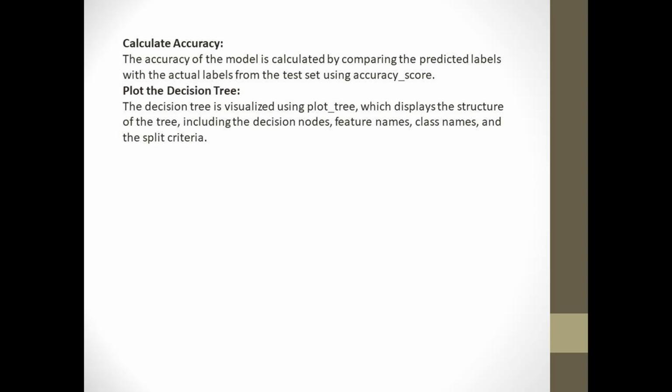Output. Model accuracy. The printed accuracy gives you an idea of how well the model is performing on the test data. Decision tree plot. A visual representation of the decision tree is shown, illustrating how the model makes decisions based on the features. Each node represents a decision based on one of the input features, and the branches show the outcomes leading to the classification. This code gives a basic overview of how decision trees work, how they can be trained on data, and how they can be visualized to understand their decision-making process.